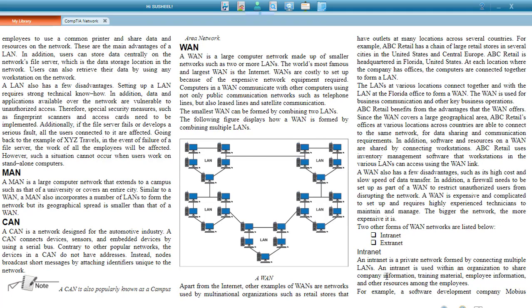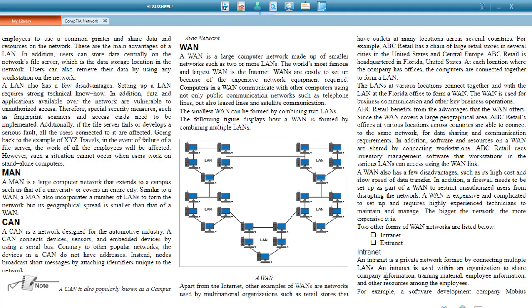The smallest WAN can be formed by combining 2 LANs. The following figure displays how a WAN is formed by combining multiple LANs. A WAN. Apart from the Internet, other examples of WANs are networks used by multinational organizations such as retail stores that have outlets at many locations across several countries.